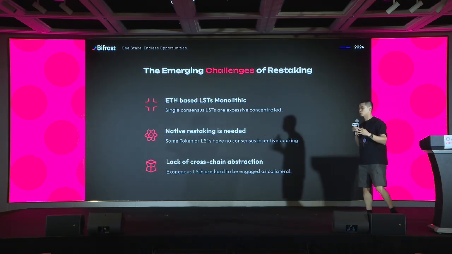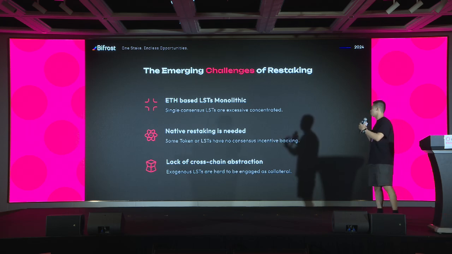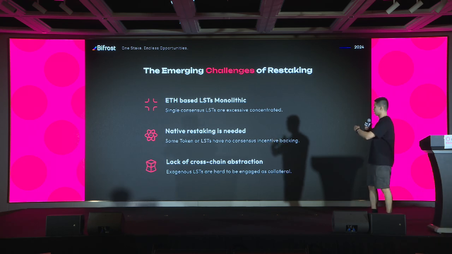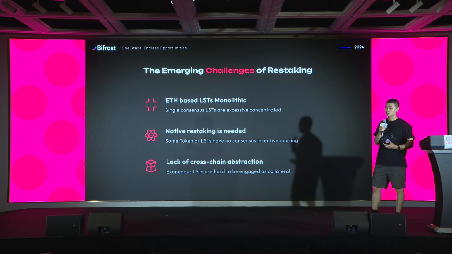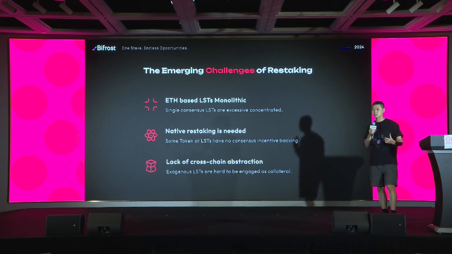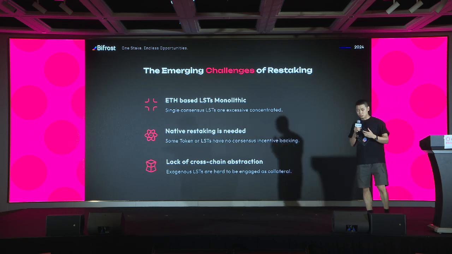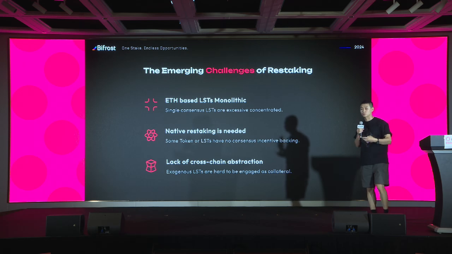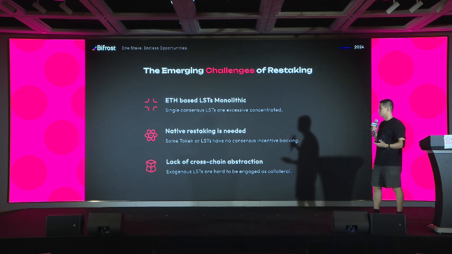I summarized three obvious problems from this track. The first is that ETH-based LSTs are monolithic, meaning single-consensus LSTs are excessively concentrated. Like I said, most LRTs are Ethereum consensus based. The second is that native restaking is needed: when slashing occurs, how can you slash those assets, and how can you redeem those assets back from the consensus chain? The third is the lack of cross-chain abstraction. Symbiotic initialized a very good idea to bring more consensus assets from different chains, but how? What's the path to bring more consensus LSTs from those chains? Right now you don't have a cross-chain way to bring those consensus assets back, so we need cross-chain abstraction to let users use their LSTs fluently.